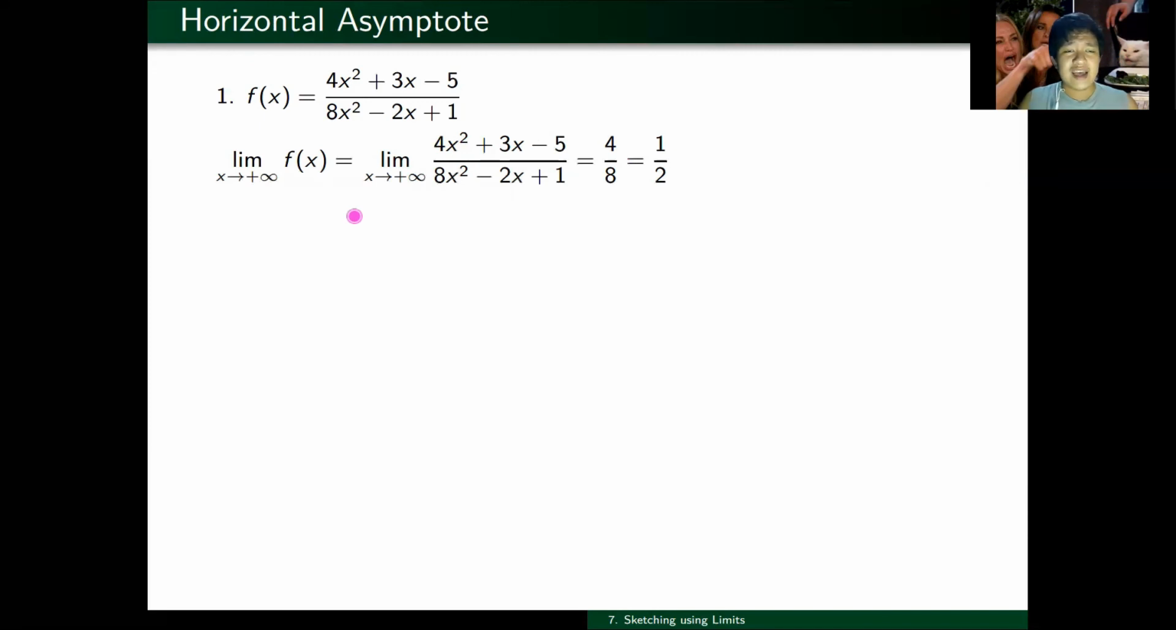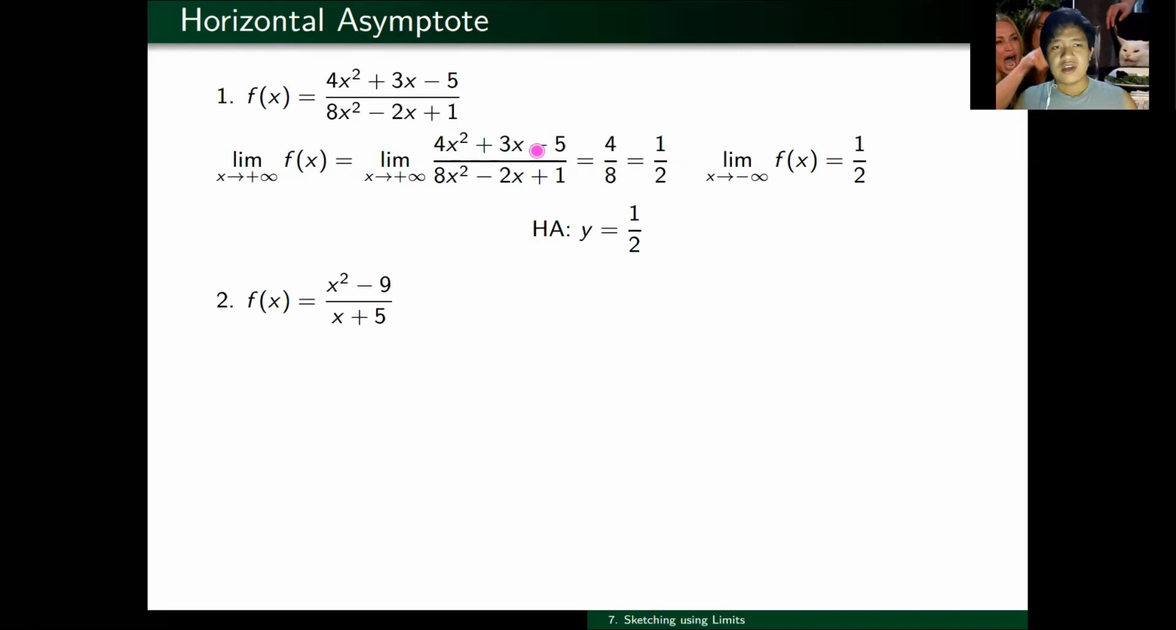Yung limit as x approaches minus infinity, ganun din naman, no? Hindi naman, ganun pa din, 1/2 pa din siya. No, ito pa rin tignan mo dyan eh. Okay? So therefore, my horizontal asymptote is y equals 1/2. Okay? Good.